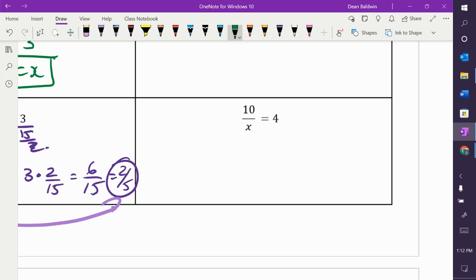So in this equation, it says 10 over x, which means 10 what? Multiplied, divided by, or subtracted? Divided by. So what's the opposite of division? Multiplication. So you multiply both sides by x. So you get 10 is equal to 4x. You never want your variable in the denominator.